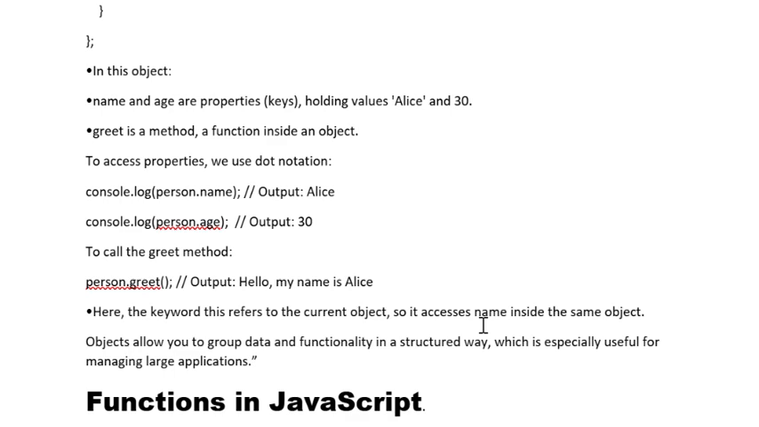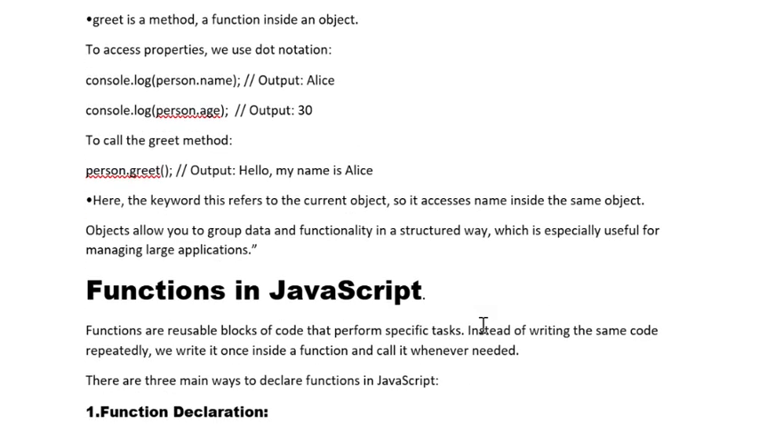To access properties, we use dot notation. And here the keyword this refers to the current object, so it accesses name inside the same object. Objects allow you to group data and functionality in a structured way, which is especially useful for managing large applications.